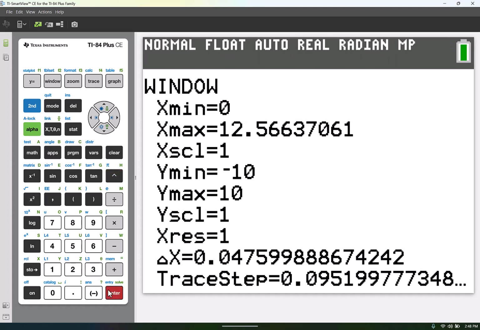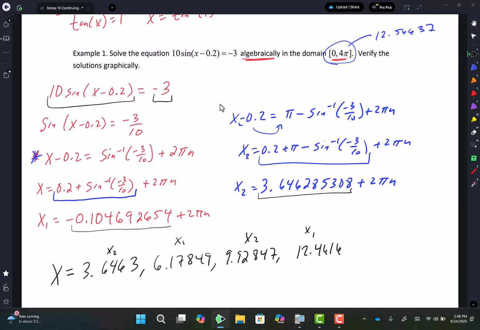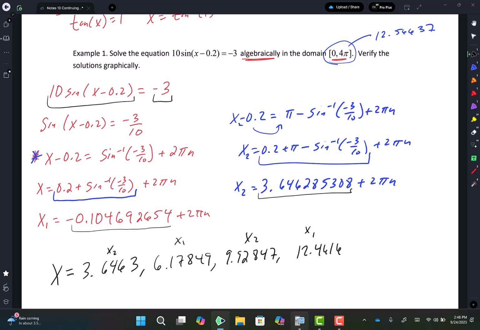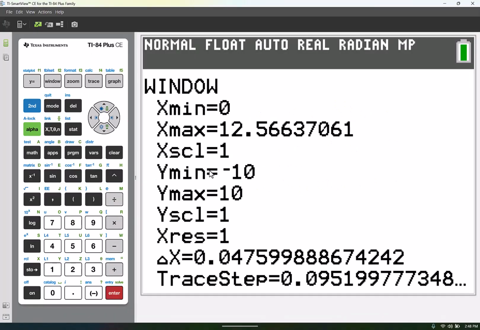Chop, what about the y min, y max? Okay, well, let's look at the sinusoid. The sinusoid is 10 sine x minus 0.2. The midline is 0, so the amplitude here goes up 10 from the x-axis and down 10 from the x-axis. So that means my minimum is negative 10, and my maximum is 10. I'm going to make my min and my max negative 10 and 10.